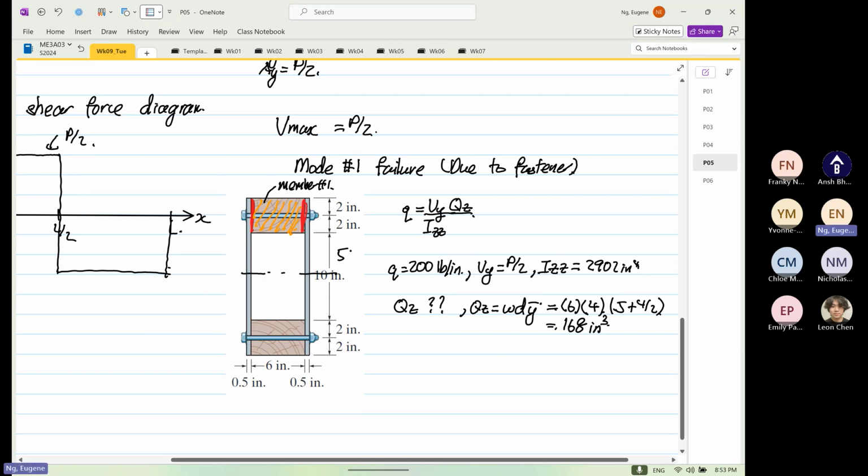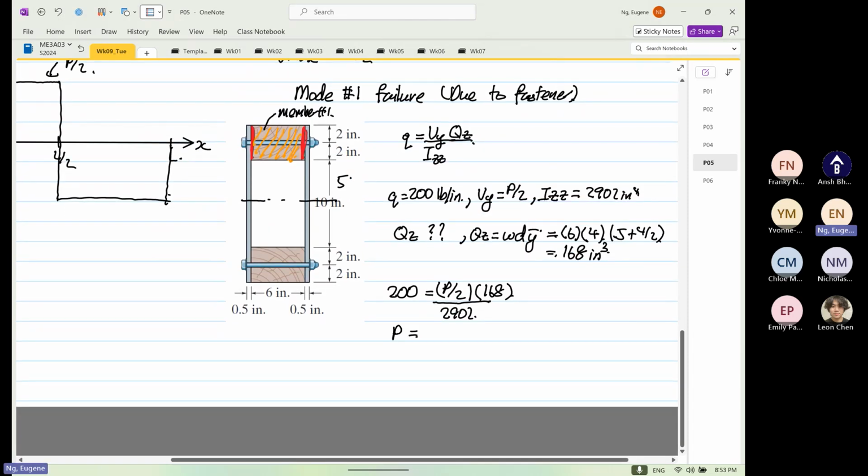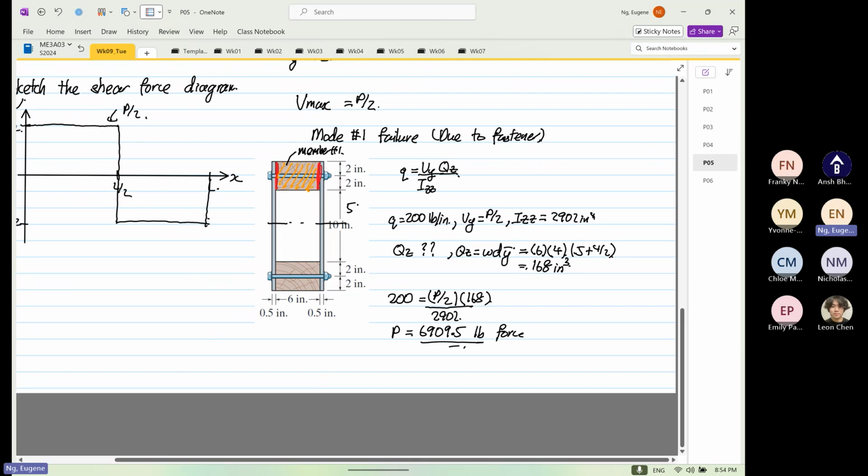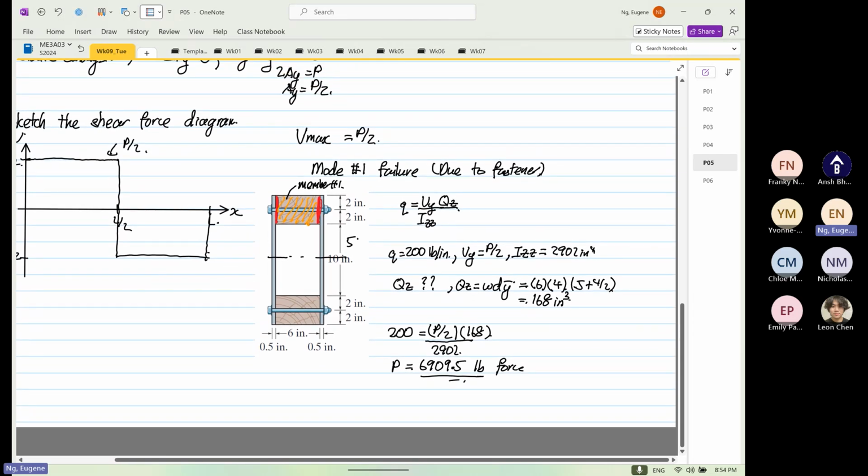So now we just got to apply the formula. q is equal to 200, which is equal to P over 2 divided by 2902, and then after that we multiply by 168. So therefore, P will be equal to 200 multiplied by 2902 times 2 divided by 168, which is equal to 6909.5 pounds force. Okay, so if the force goes beyond 6909.5 pounds, the fastener will break. So this is the first force.